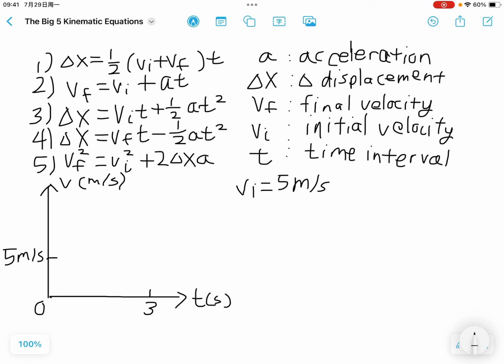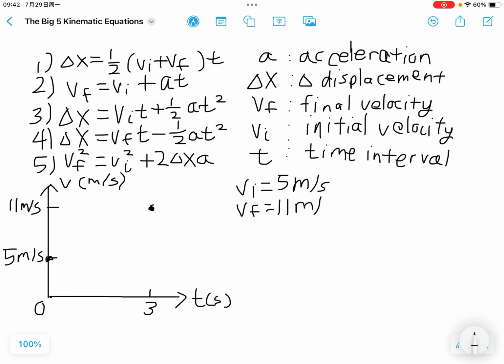And then after 3 seconds, let's say my motion is only lasting for 3 seconds. I don't care whatever happens after 3 seconds. So after 3 seconds, let's say at 3 seconds sharp, my motion is going to be 11 meters. My velocity is 11 meters per second. So I have this point over here on my graph. That corresponds to at t equals 3, v equals 11. And at this point here, it corresponds to when t equals 0, I have v equals 5.